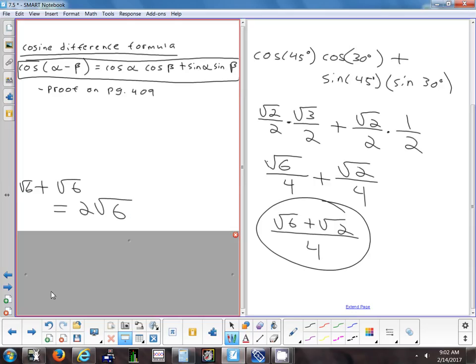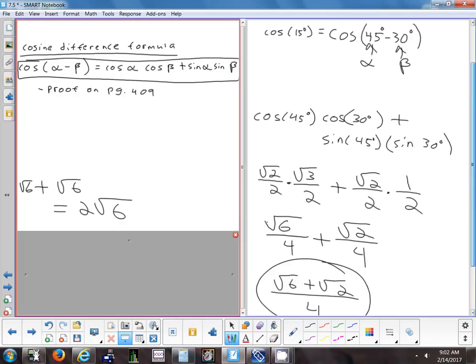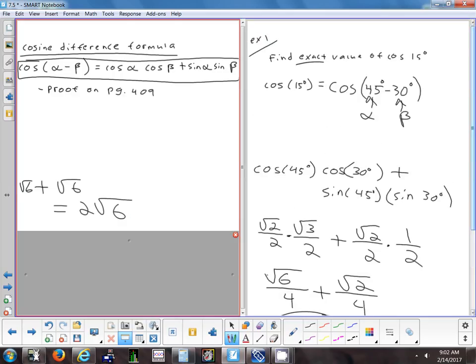Right, and sometimes there's more than one way to do it. To write 15, can anybody think of a different way you could do 15? 65 minus 40. So you have to pick angles that are multiples of 30 and 45. I agree that 65 minus 40 is 15, but 65 is not a multiple of 30.